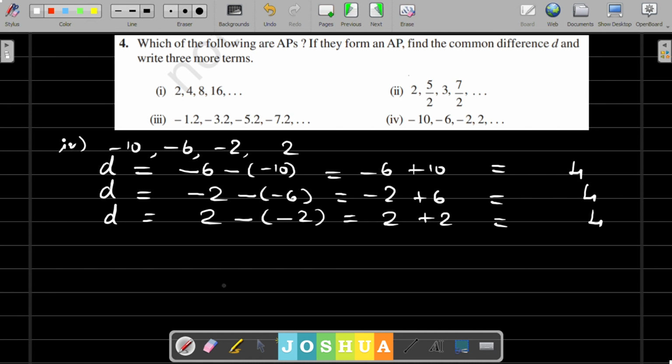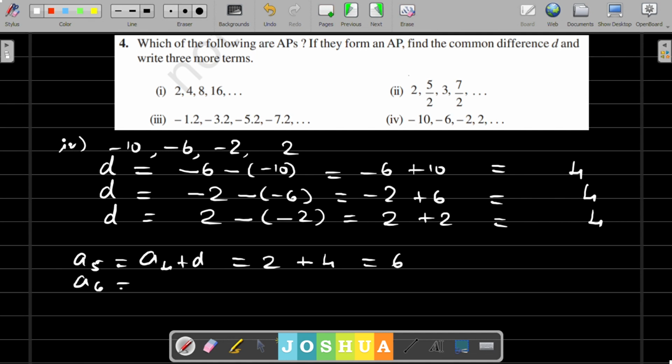So in this case we are going to find the next three terms of the given series. What are the next three terms? Already four terms are given here. I am going to find A5. So A5 is equal to A4 plus D. A4 is 2 and the difference is 4. So therefore the answer is 6.